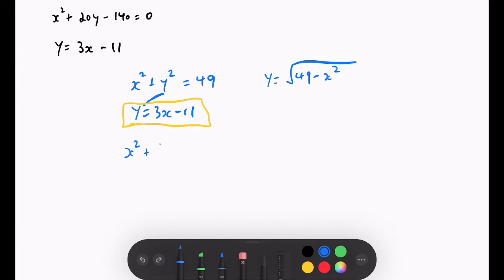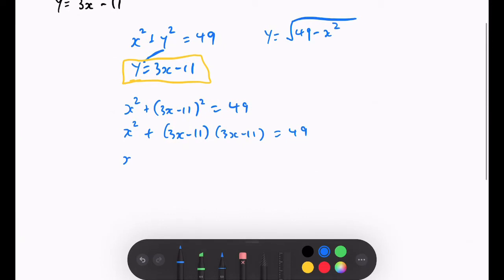Hang on. Forgot to substitute. Now put it like this. Then solve.